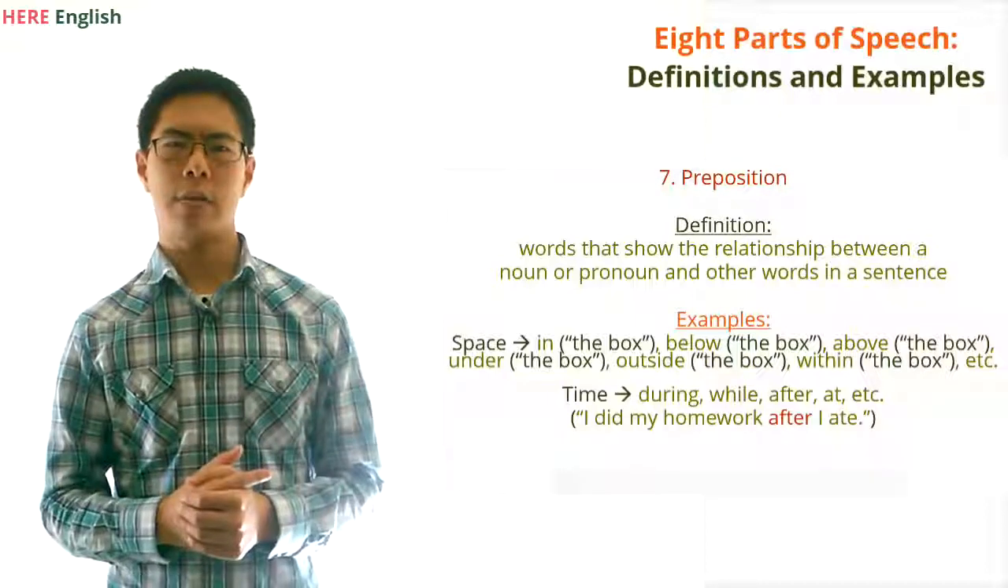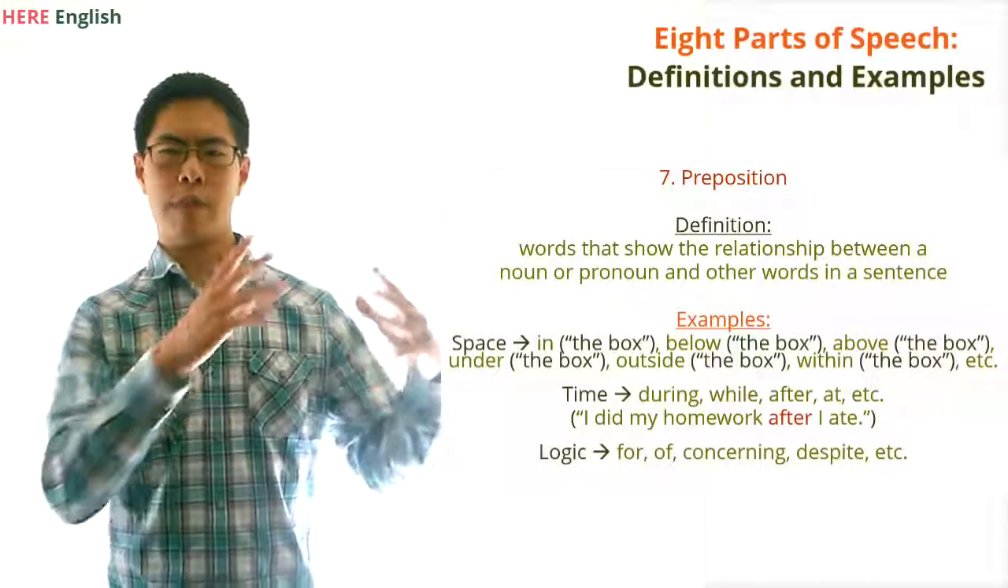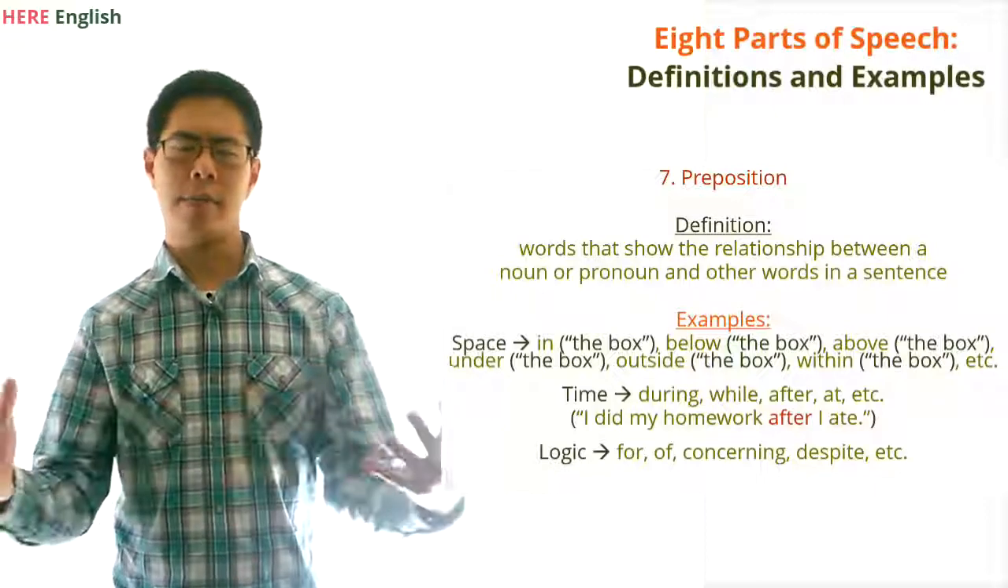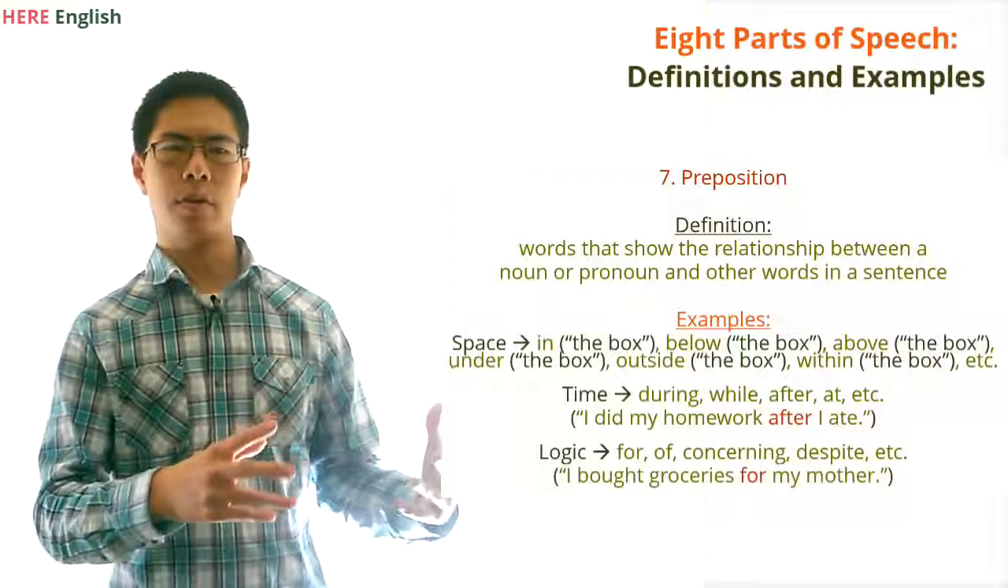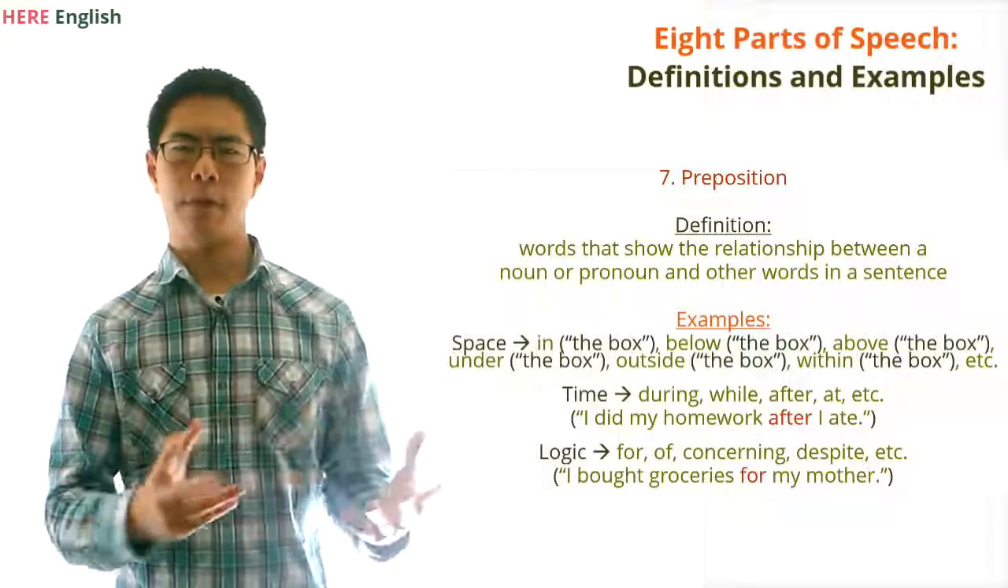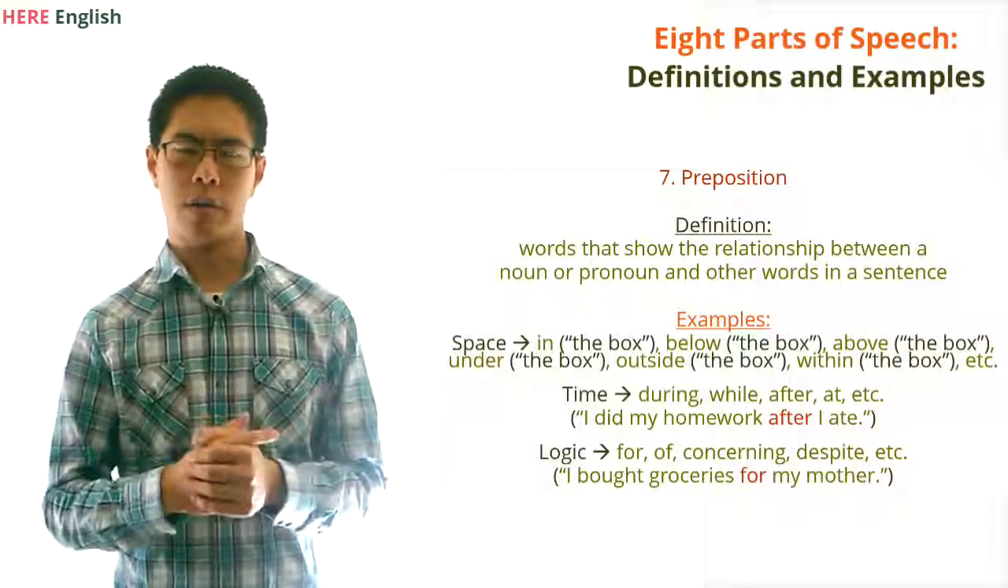Examples of prepositions that express a relationship in terms of logic are words like for, of, concerning, and despite. For example, in the sentence, I bought groceries for my mother, the preposition for tells us why I bought groceries.